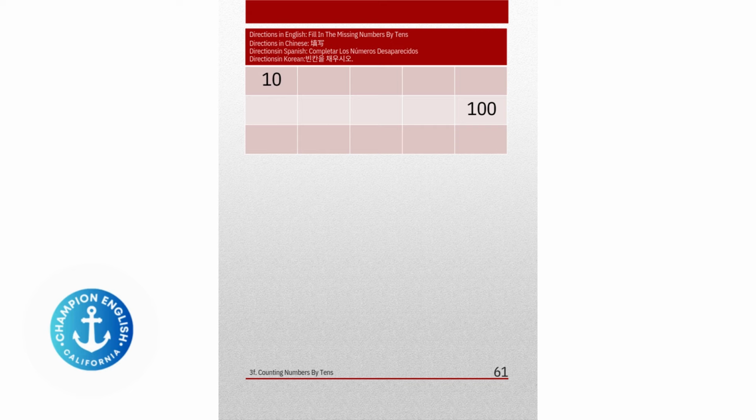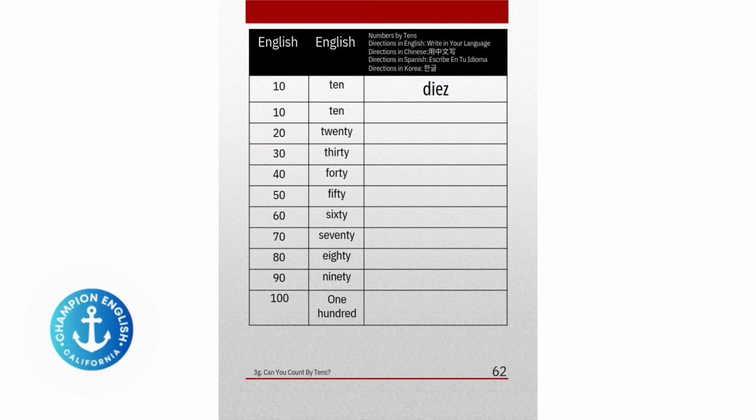100. Okay, good job. Go ahead and make sure you write that in. Now, I want to make sure that you understand the value of each of the numbers. So you should go ahead and translate. Can everyone say translate? Translate. That's right. Say translate. And translate each of the numbers into your own language.